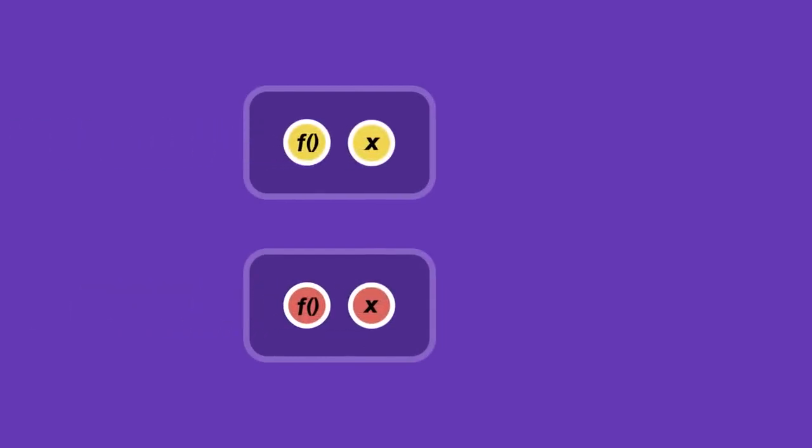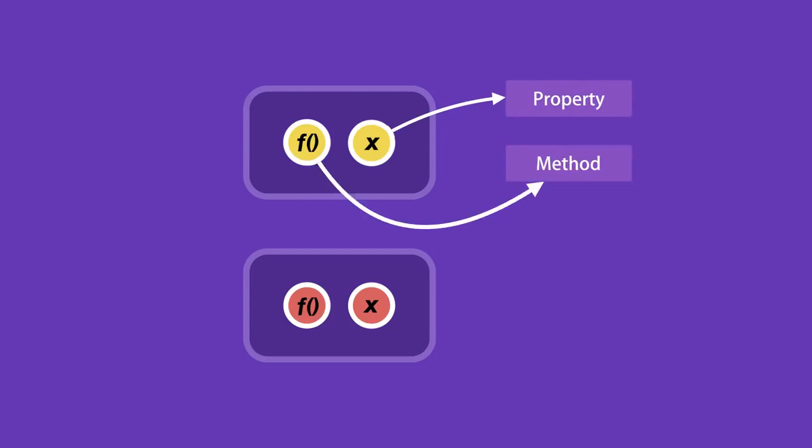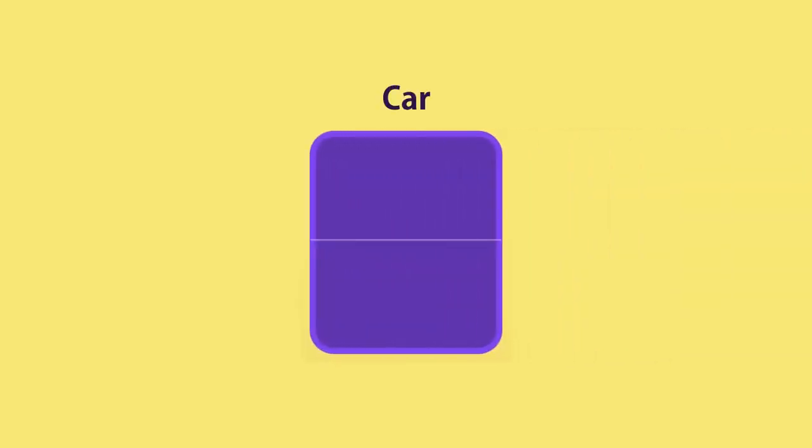In object-oriented programming, we combine a group of related variables and functions into a unit. We call that unit an object. We refer to these variables as properties and the functions as methods. Here's an example. Think of a car. A car is an object with properties such as make, model, and color, and methods like start, stop, and move.